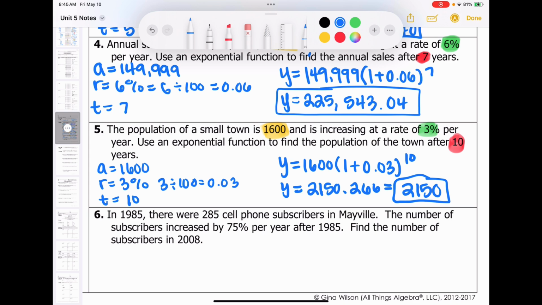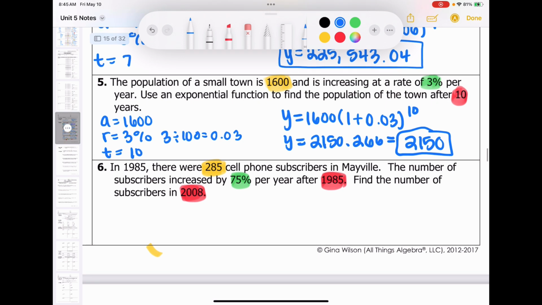All right, number 6, in 1985, there are 285 cell phone subscribers in Mayville. The number of subscribers increased by 75% per year after 1985. So we have our initial amount of cell phone subscribers, our rate, and we want to find the number of subscribers after 2008. So they don't give us a set amount of years this time, but we want to figure out how much time has passed between 2008 and 1985.